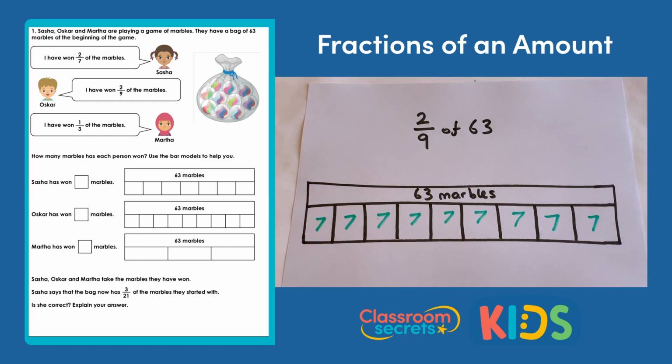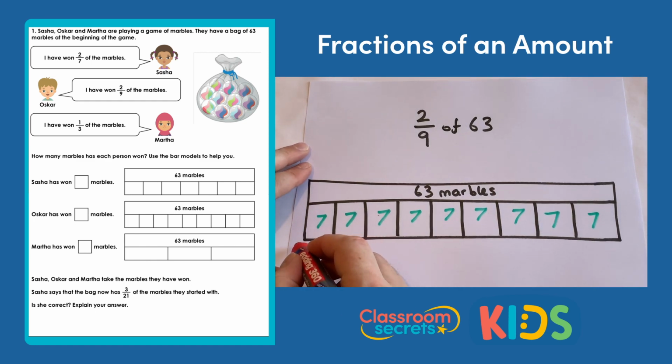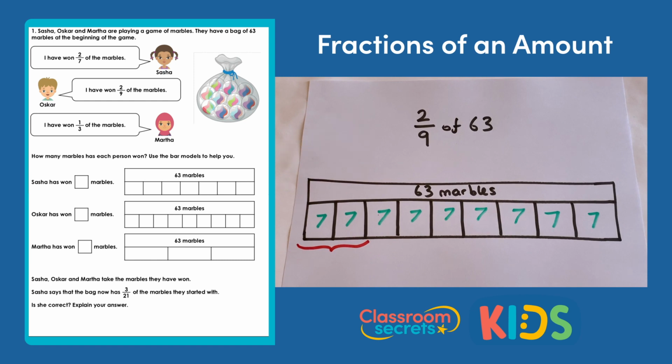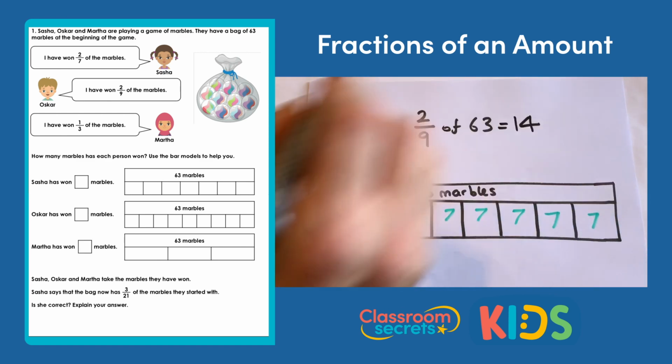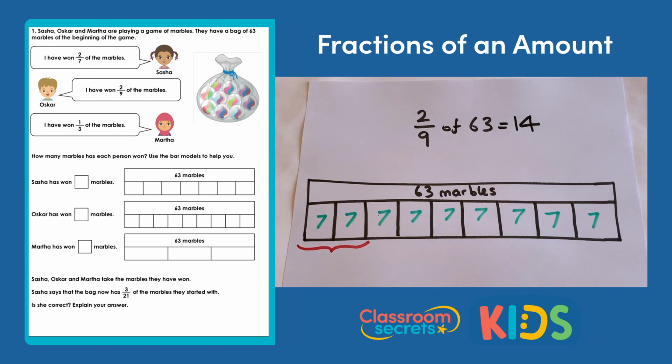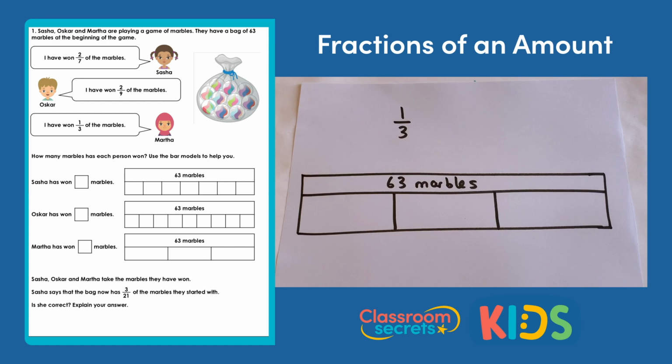And we are looking at 2 of those 9s, which is 7 marbles in each 9, so there's 2 of them, so 2 lots of 7 would be 14. So 2/9 of 63 would be 14 of the marbles. So Oscar has won 14 marbles. Last of all, Martha. Martha says, I have won 1/3 of the marbles. So here's our bar model.